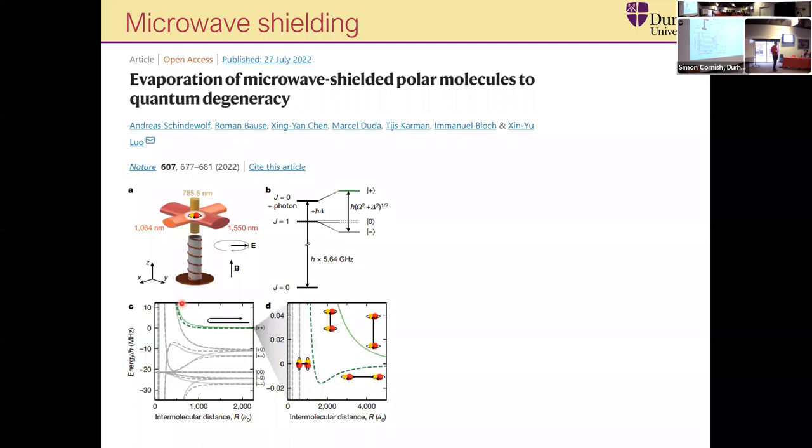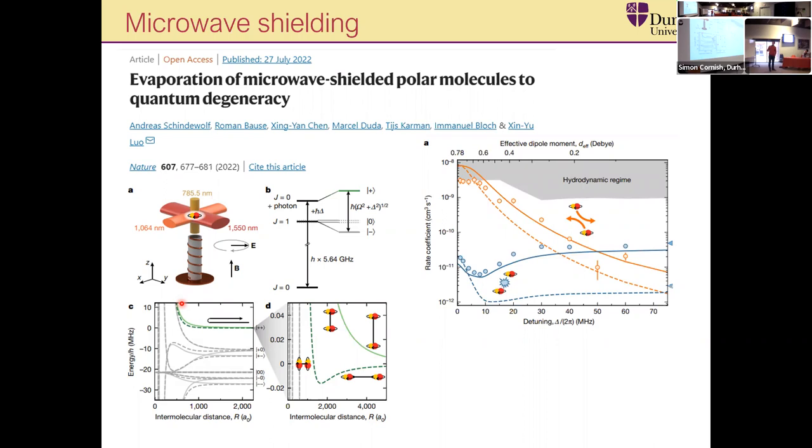And they've used that, and actually, I should highlight the title: "Microwave shielded evaporation of molecules to quantum degenerate gases." So this is a landmark, right? And also in Chile, and also the thermionic KLB molecules to quantum degenerate gases.